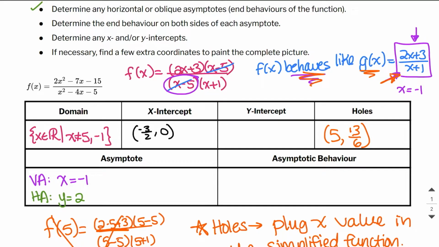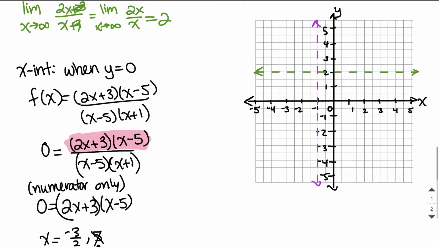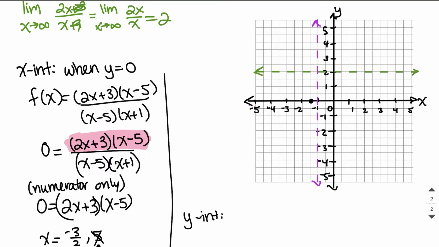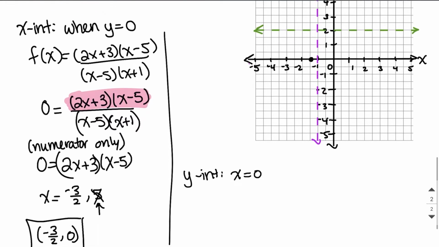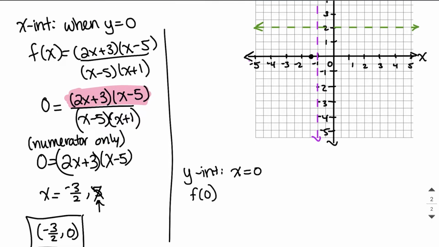-3 over 2 is exactly -1.5. So I will go to my graph and I will plot out the point -1.5 because that's going to help me out with my graph right here. Next thing that I want to do is find my y-intercept, and my y-intercept will happen when x equals 0. So same thing, I'm going to find f of 0.